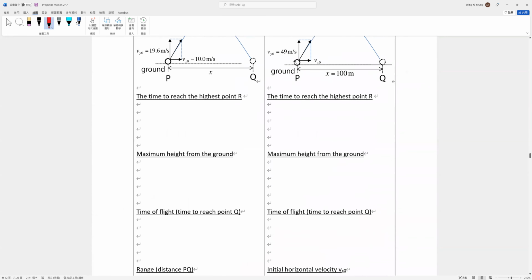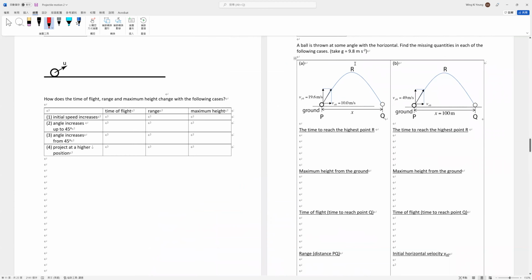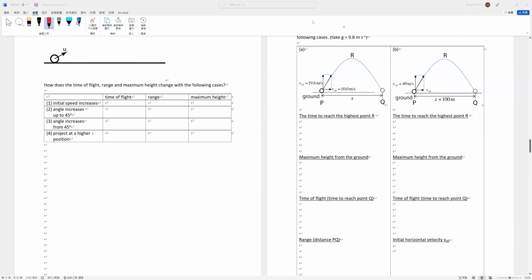I think let's pause here first and let you do these two exercises. Now, hold on. Let's take a look at the first one. The time to reach the highest point. If you still remember, we just make use of Vy being 0. The initial vertical velocity is 19.6. Then you get the time to be 2 seconds.